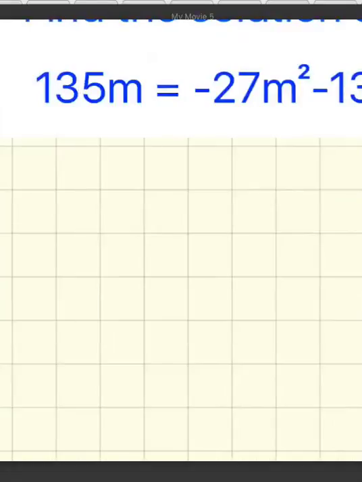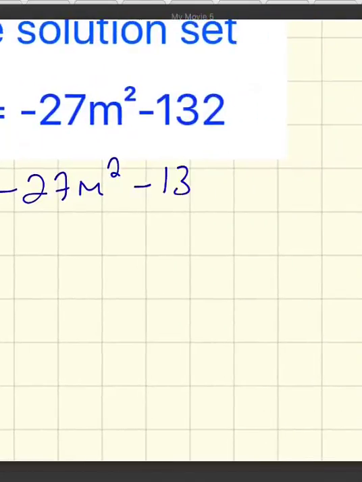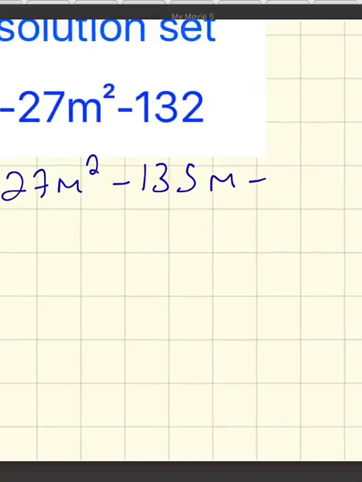Let's try this. I want everything on one side, so I'm going to subtract the 135 from the left-hand side. And so I also have to subtract it from the right-hand side, so we end up getting 0 is equal to negative 27m squared minus 135m minus 132.